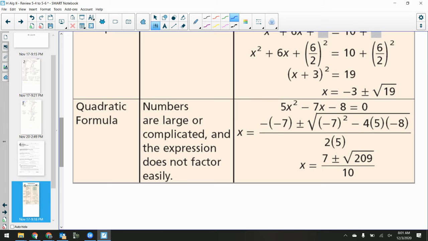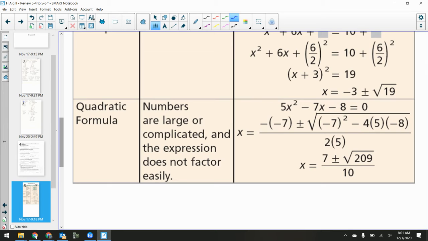But for example, like this last one here, 5x squared minus 7x minus 8. I would hate to complete the square with that one because I would have to divide through by 5. I would have to take half of negative 7/5. Yikes, no thank you. But what I can do there is use the quadratic formula. Opposite of b, positive 7, plus or minus the square root of b squared minus 4ac all over 2 times a. Chip away at the square root, keep going inside the square root, solve, and then reduce down the square root as needed.